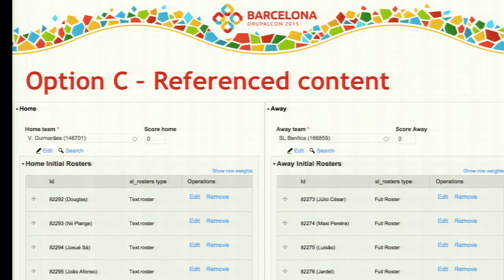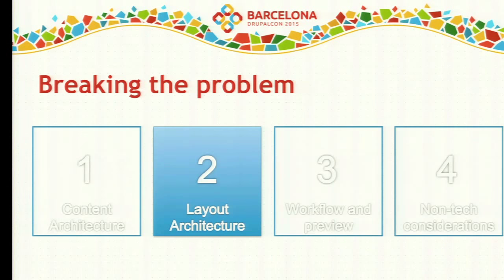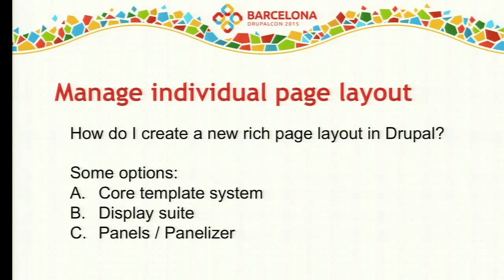So these are basically the four options that you have to structure the content. I'm ignoring here the ability to just add widgets or just add content that is not referenced, because that's not really related to content architecture. So let's look at our second problem: layout architecture. How do I create a rich page layout in Drupal?